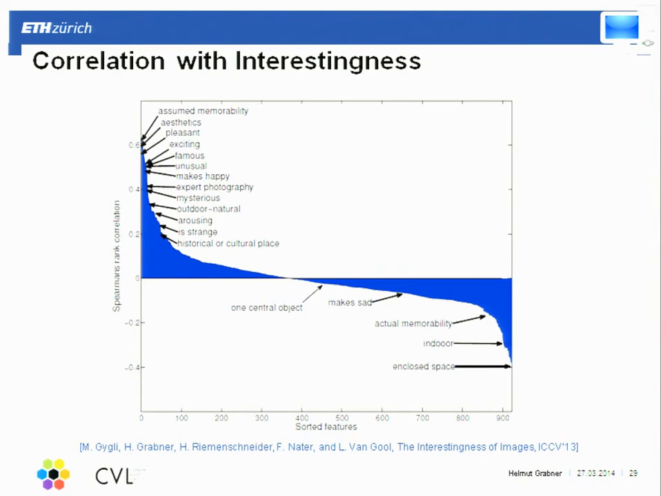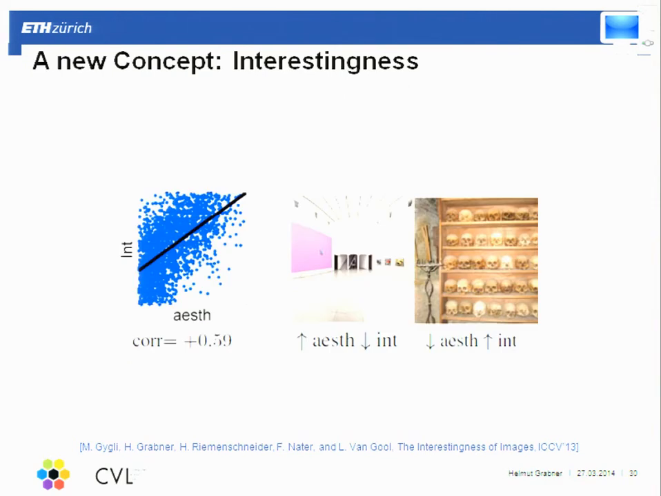So it seems like interestingness and memorability are something different, at least on those data sets here. And to push it further, these are some of the highly correlated features. We will come back to those later. Aesthetics play a role, unusualness, and whether an image is arousing or exciting. But what we really call interestingness is something like a new concept.